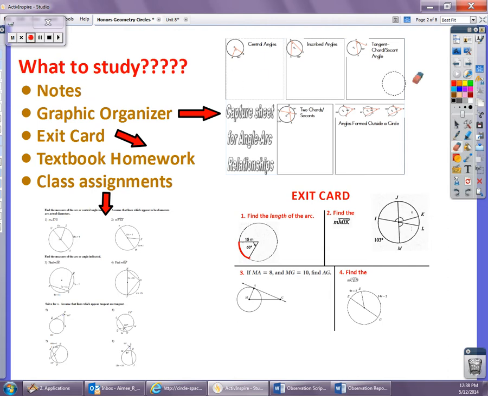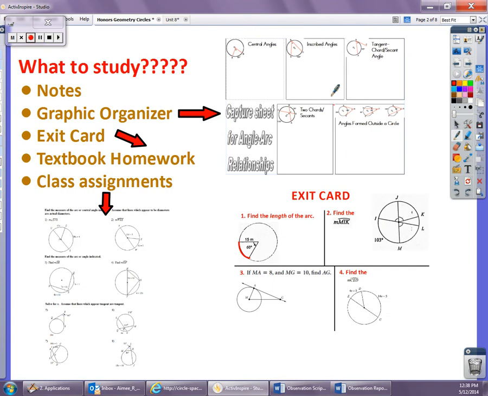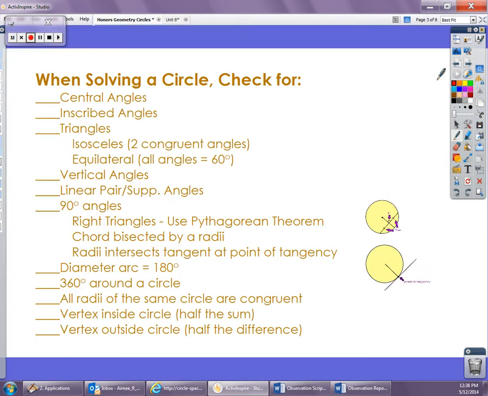I'm going to run through an overview of just some of the basics, mainly focused on the graphic organizer because that's the newer stuff. I am not going to do too much in this video with the naming of parts, major and minor arcs, arc degree, length, and arc measure. I'm mainly going to focus on the relationships from our capture sheet graphic organizer for angle arc relationships. Okay? So let's get started.